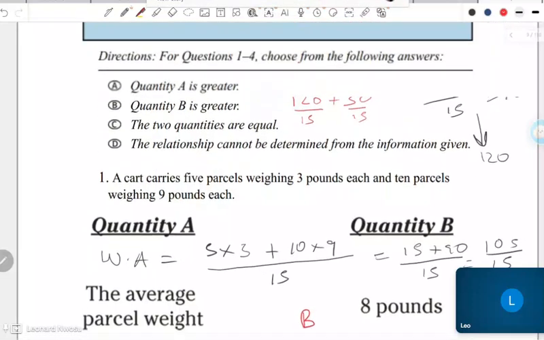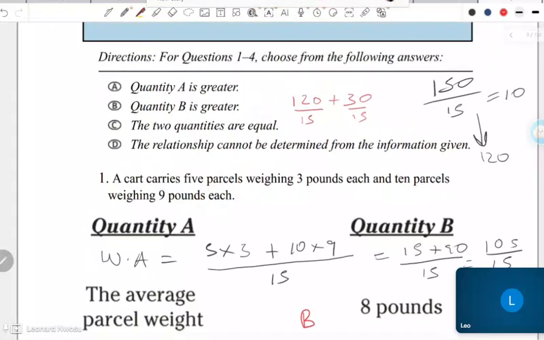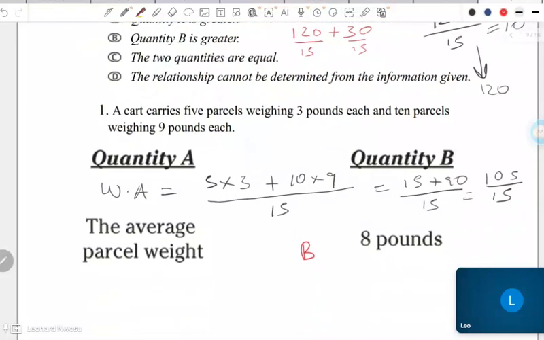Okay, another thing is that because of this book, it's already said that everything here is, when A is greater, A; when B is greater, B; the two quantities are equal; the relationship cannot be determined. So the answer of this one is B. We move to the next question.